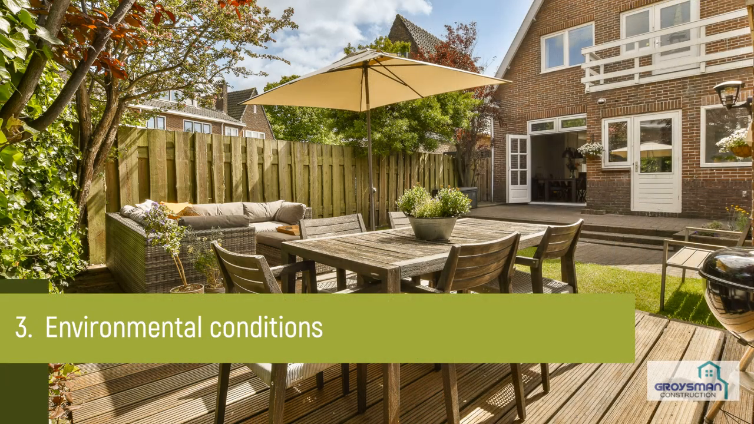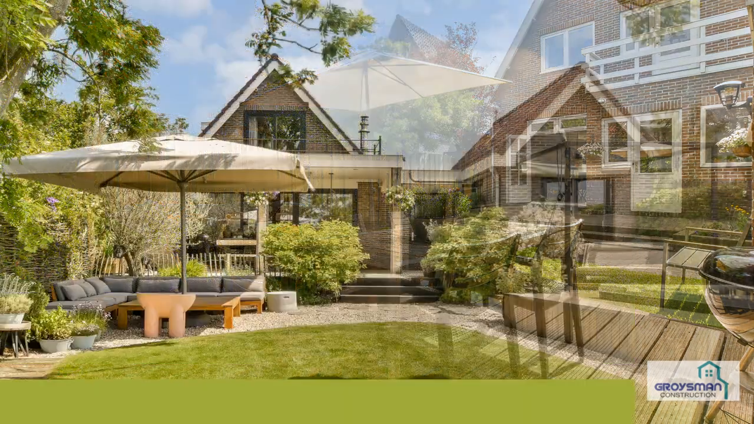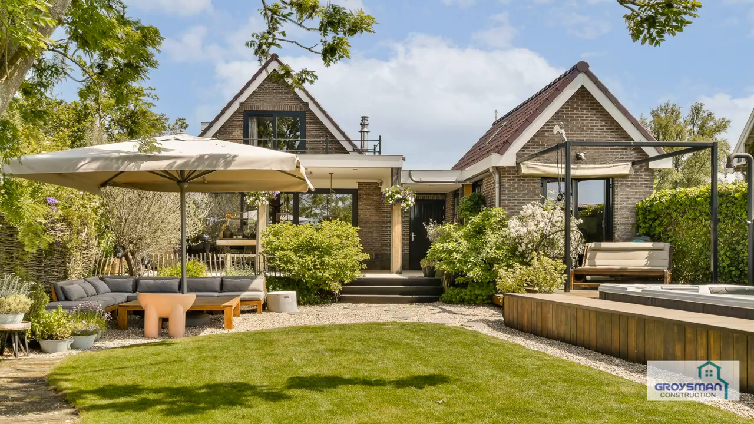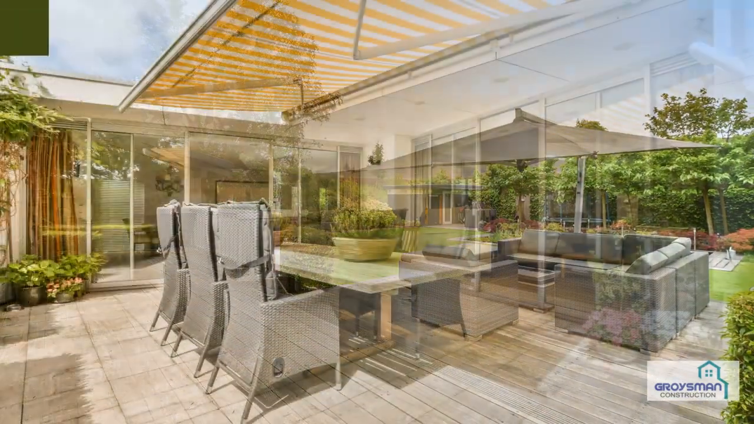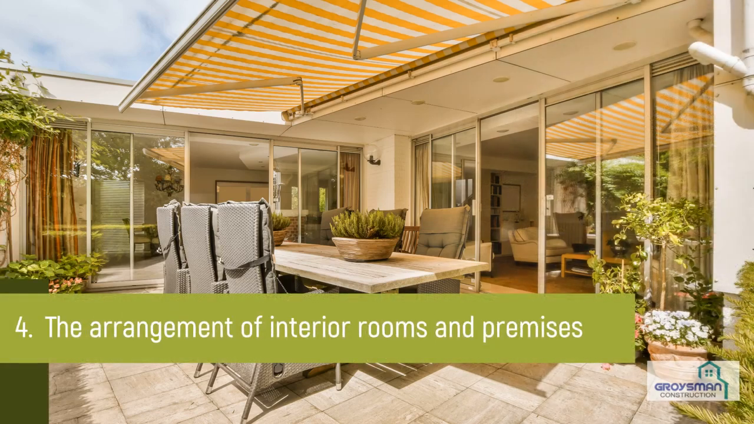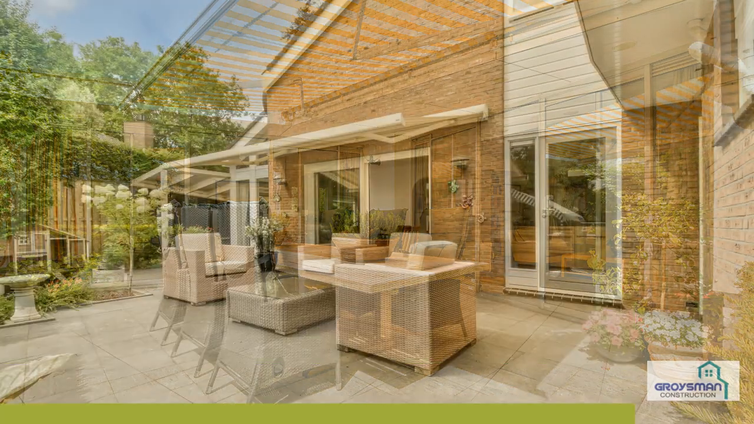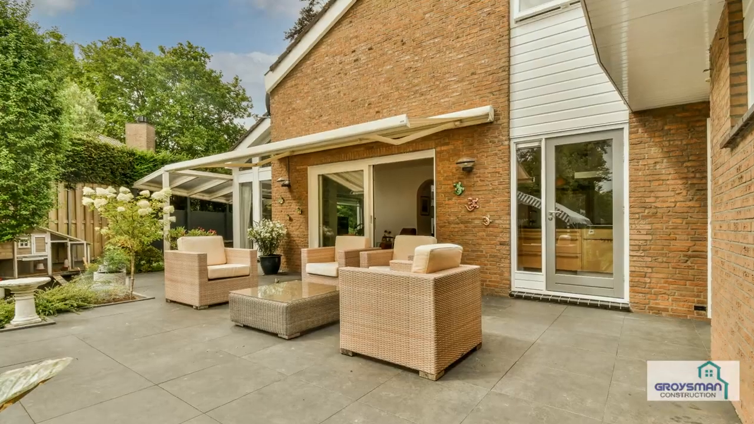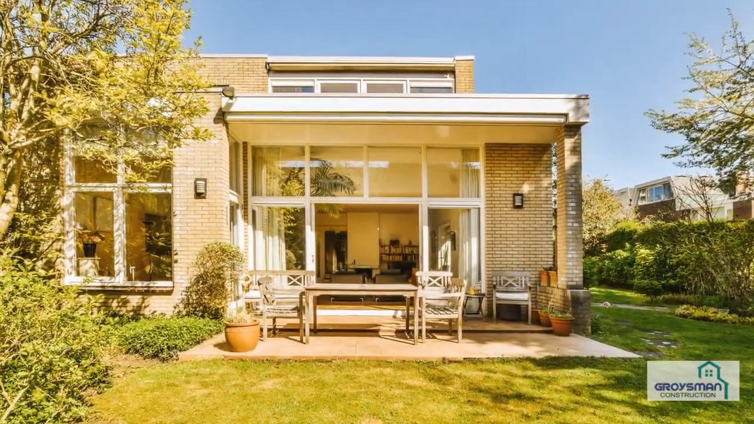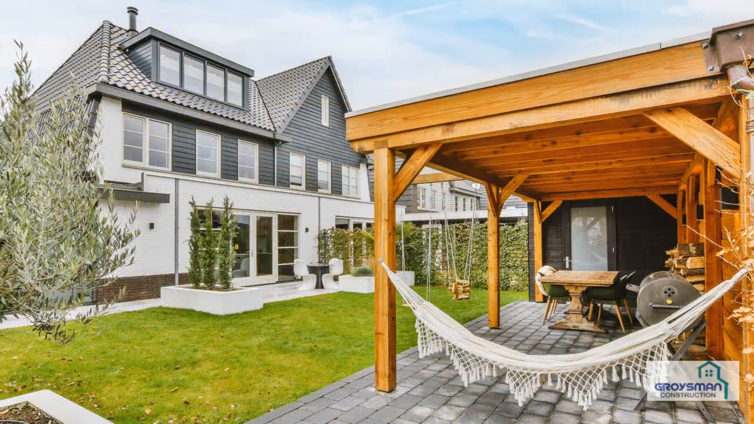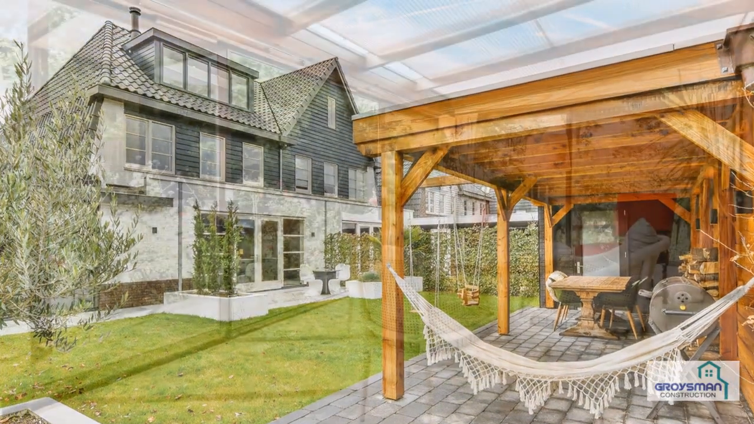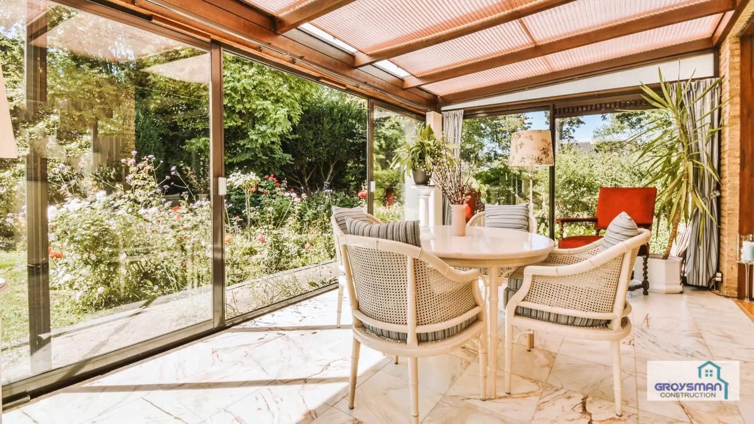Environmental conditions play a very important role. Consider how much shade or sun the open living room receives, and their location at different times of the year and day. The arrangement of interior rooms and premises plays an important role in the location of outdoor living spaces. For the most efficient use, these areas should be located nearby and have easy access to living rooms, family rooms, and/or dining rooms, and ideally should be considered as a physical extension of the interior room.